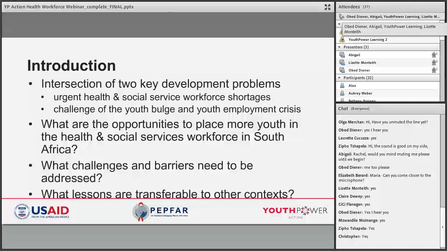My name is Kristen Brady, and I'm the Project Director for Youth Power Action, and I'm filling in as best I can in Olga's place. The assessment was an exciting opportunity for us to explore the intersection of 2 development challenges: the challenge of high levels of youth unemployment at the same time as the country is experiencing a shortage of health and social sector service specialists. So we wanted to see if we could find a win-win opportunity in which youth could fill some of these shortages.